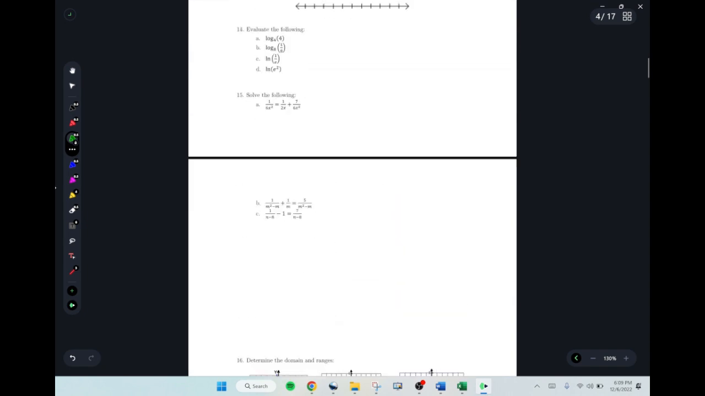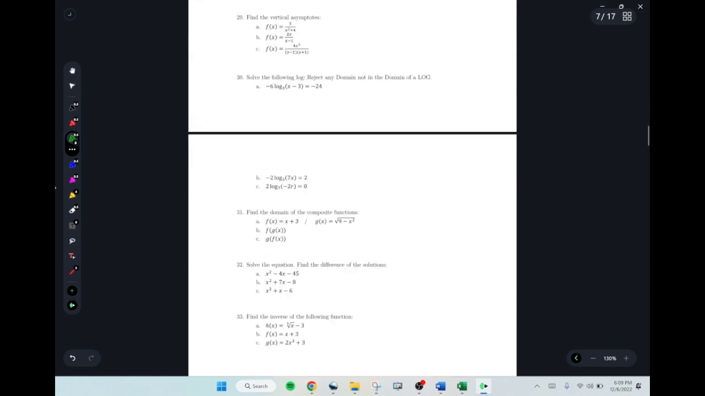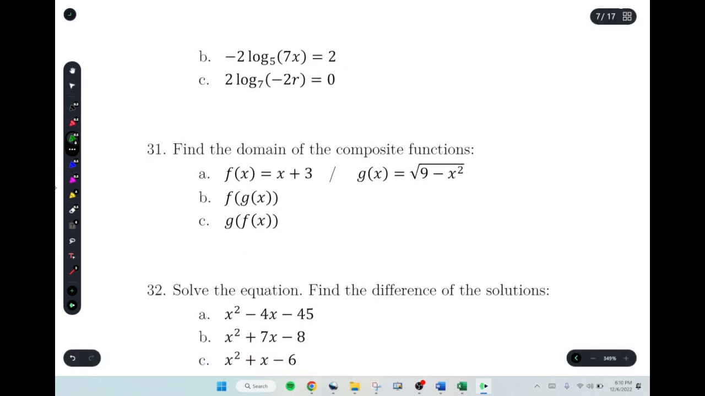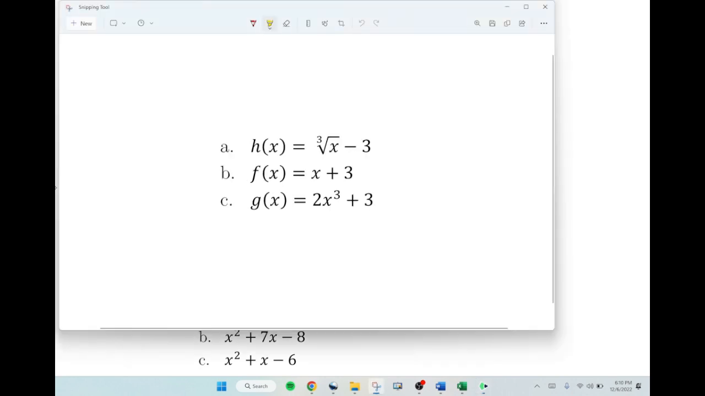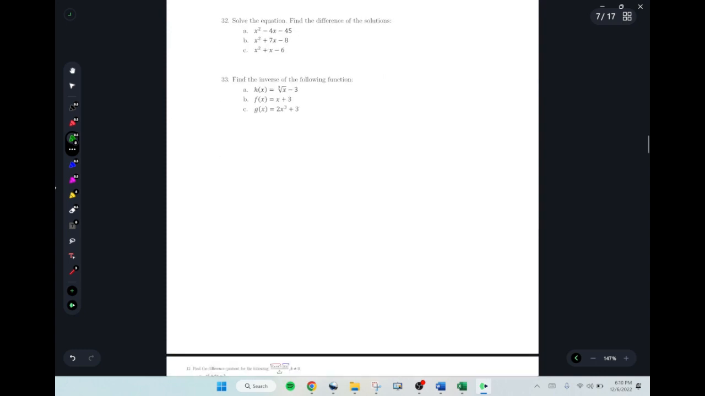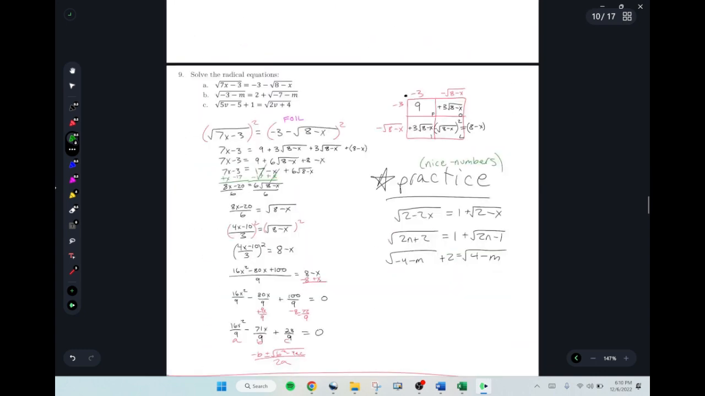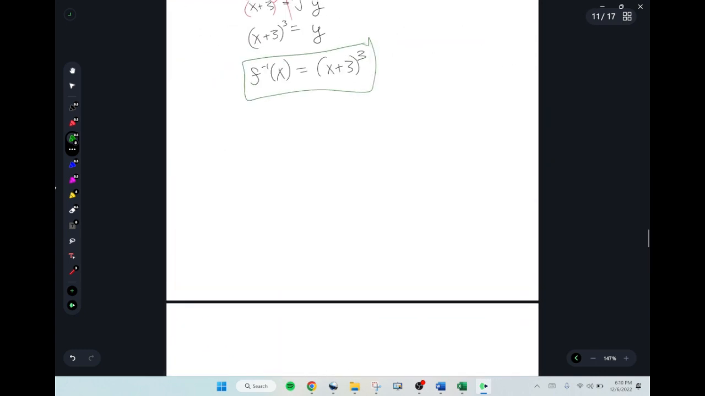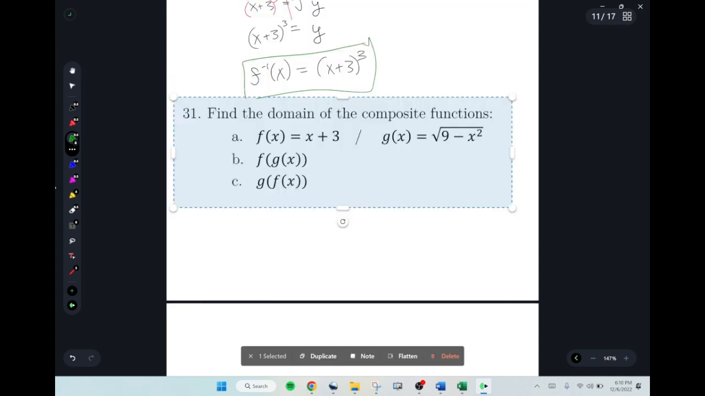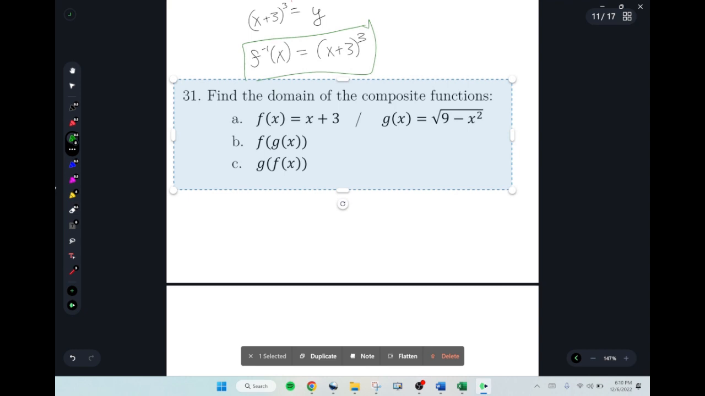Can we do 31? Sounds like a hard one based on how far down it is. Domain. Oh, shoot, that's super important, because that has a little hiccup. The domain of a composite has one little hiccup. That's interesting that that's on here. That's harder than just a normal domain.